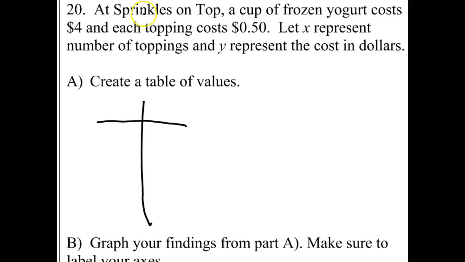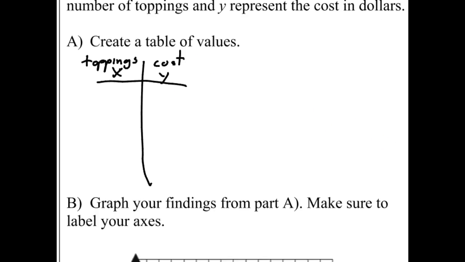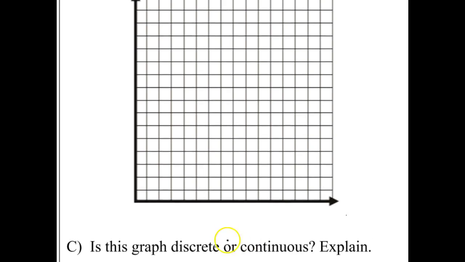And again, it tells us, before I even read the question, I'm going to set up my table. So x represents toppings, so I'm going to say this is x. This stands for toppings. And y stands for cost. I'll go to my graph and put those in as well. So these are the toppings. And this is the cost.